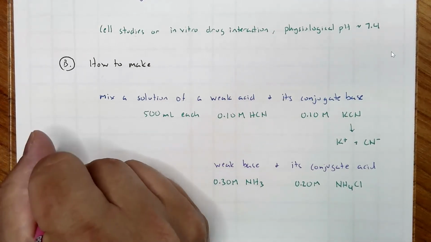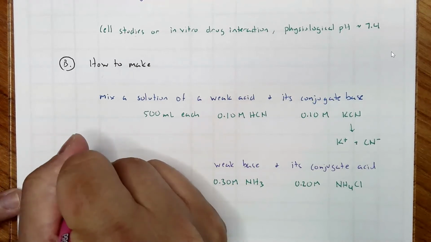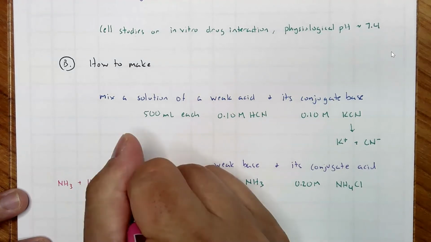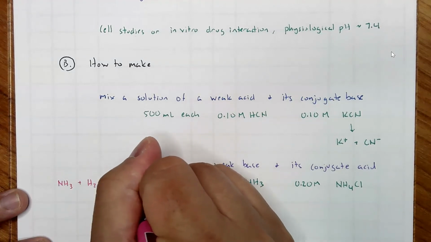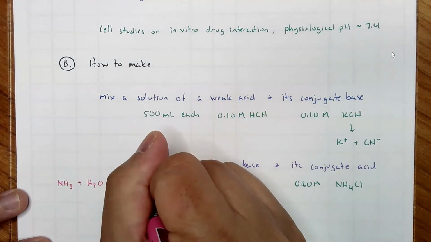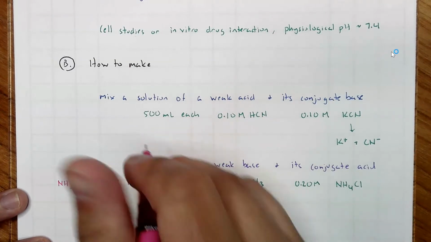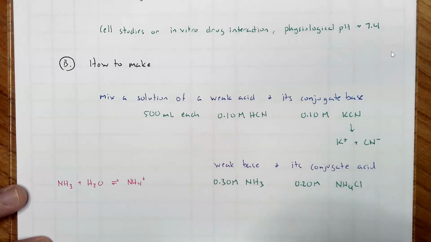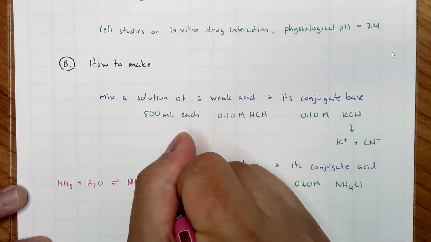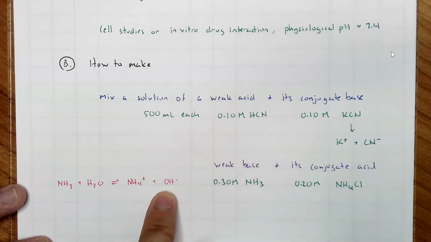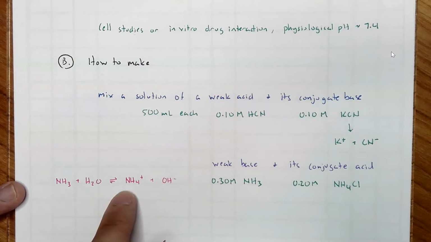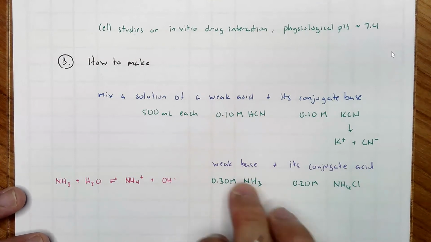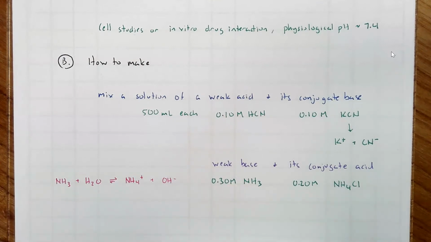And in water, it can do this. NH3 plus H2O goes to NH4+, so I'll separate these. Normally they end up together as an ionic bond, plus OH minus. Okay, there's your hydroxide, and that's your base that picked up the proton. So this is a good way to make a buffer, a weak base and its conjugate acid.